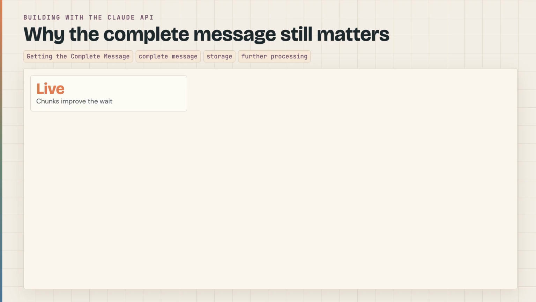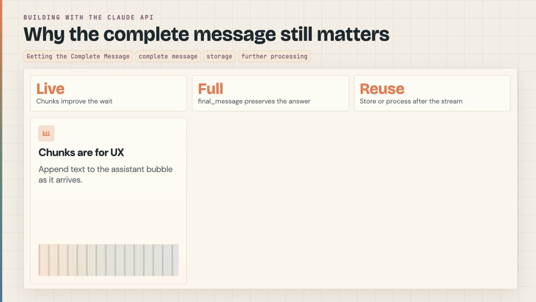Streaming chunks are great for user experience, but your application often still needs the complete message. You may store the final assistant response in a database, inspect it for follow-up processing, or attach it to the next conversation turn. So the streaming API also gives you a way to recover the assembled final message.